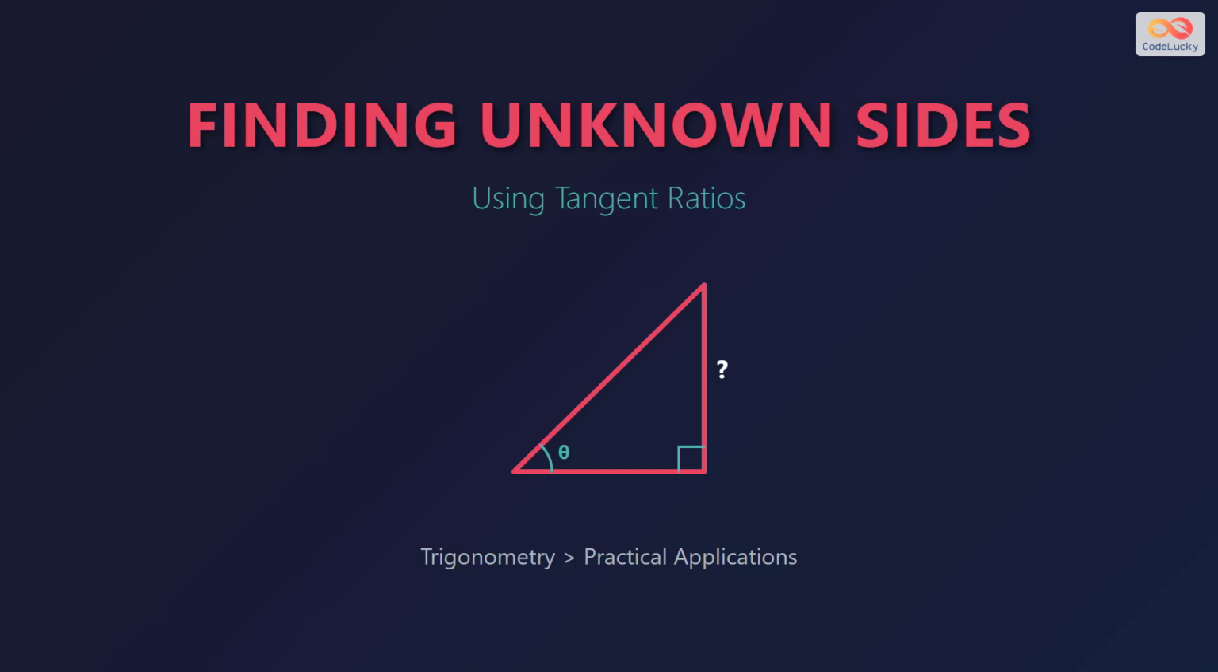Welcome to this lesson on finding unknown sides in right-angled triangles using the tangent ratio. This is a fundamental skill in trigonometry with many practical applications in the real world.